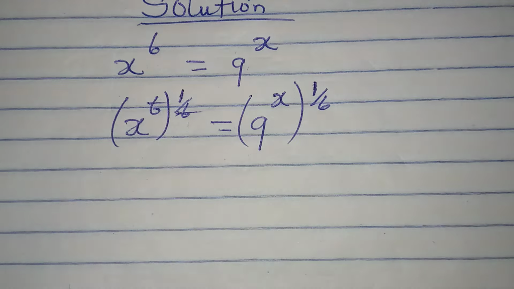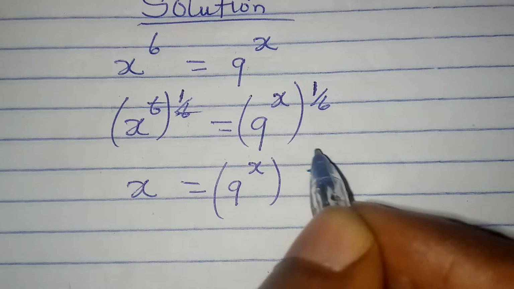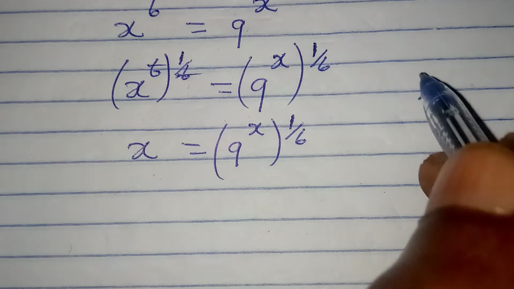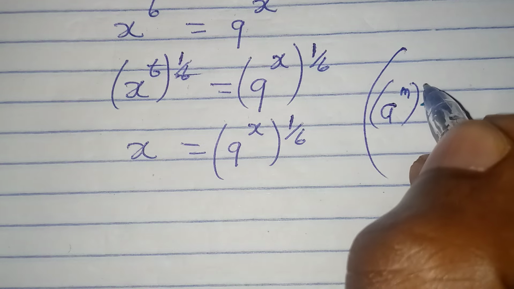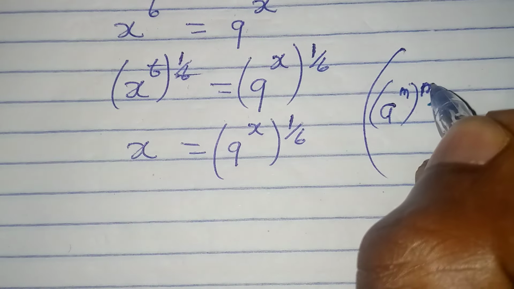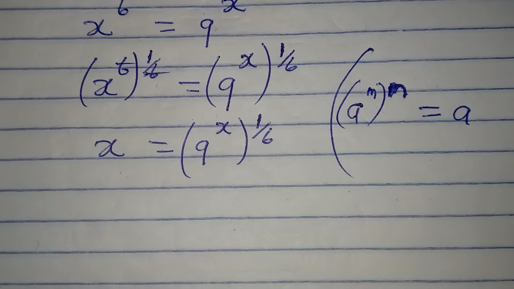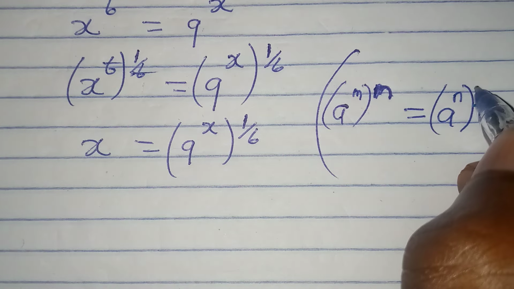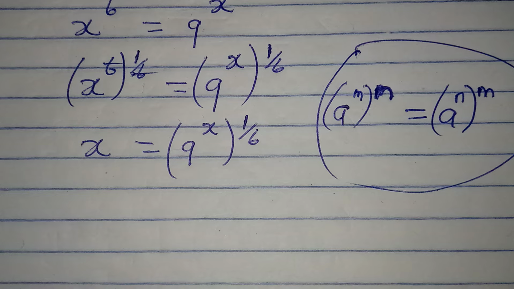And now this will cancel this, so that x is equal to 9 to the power of x, to the power of 1 over 6. Now, the next thing I'm going to do is this. Remember that if you have a to the power of n, and then to the power of m, you can turn it around to get a to the power of m, and then to the power of n. It does not matter which comes first, because multiplication follows the commutative law.